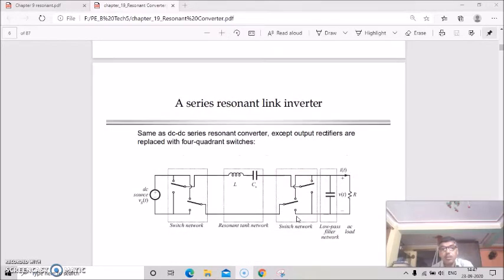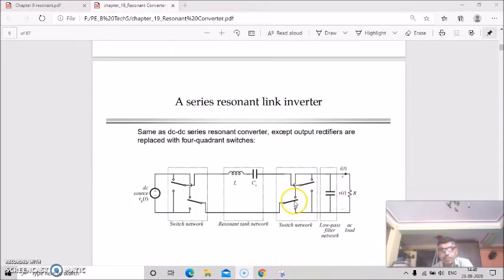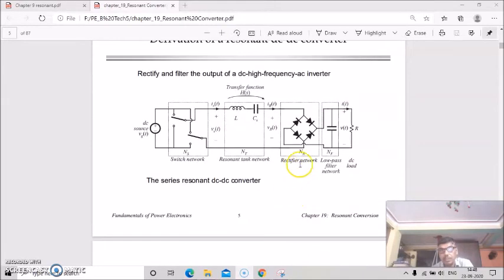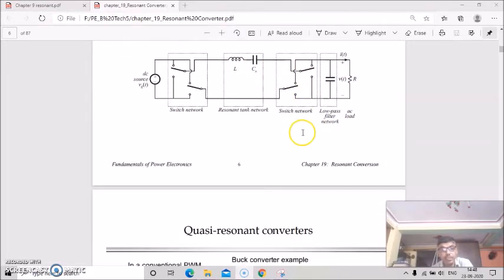Now the series resonant link inverter is the same as the DC series resonant converter, except the output rectifiers are replaced with four-quadrant switches. So this one is replaced with this switch network. This is the switch network, this is the resonant tank network, this is again a switch network which replaced the rectifier network, and the rest is the same: the low-pass filter network, and this is the AC load. This is the series resonant link inverter.